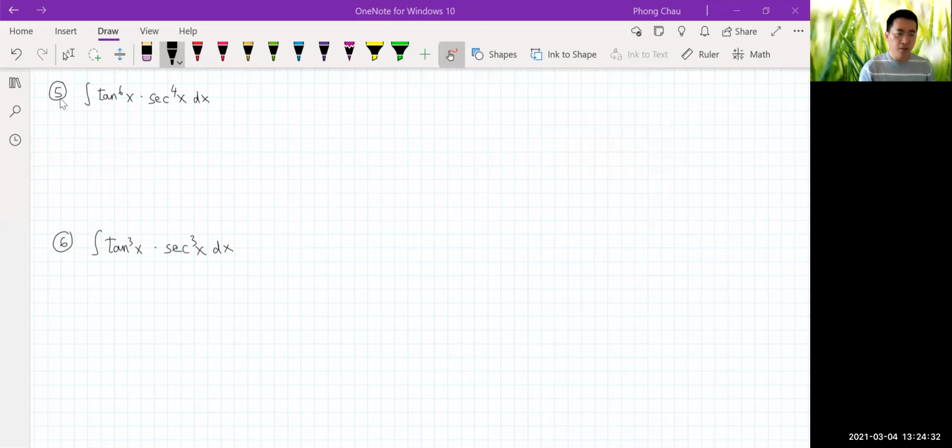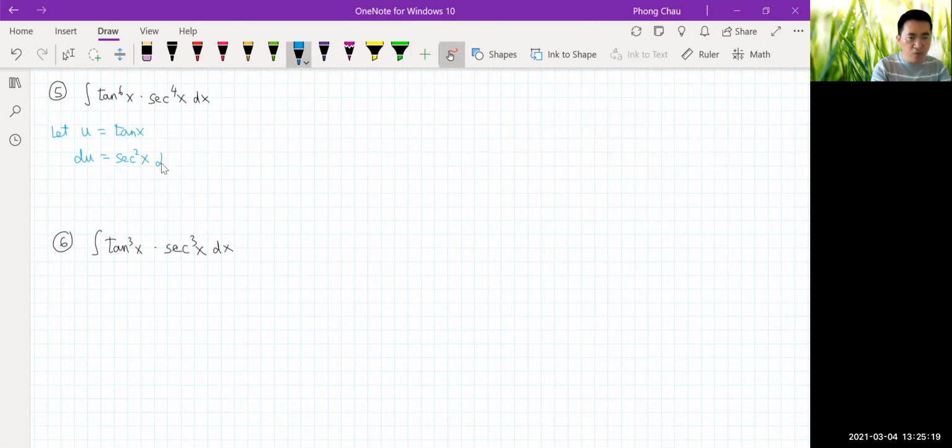Now let's look at examples 5 and 6, where we have tangent and secant, which is good. Remember, tangent and secant go together, sine and cosine together, okay? So when tangent and secant appear together, that means we will be trying to use substitution. For the first one, let u be, again, pick one of tangent and secant. I'll pick tangent. The derivative of tangent is secant squared.